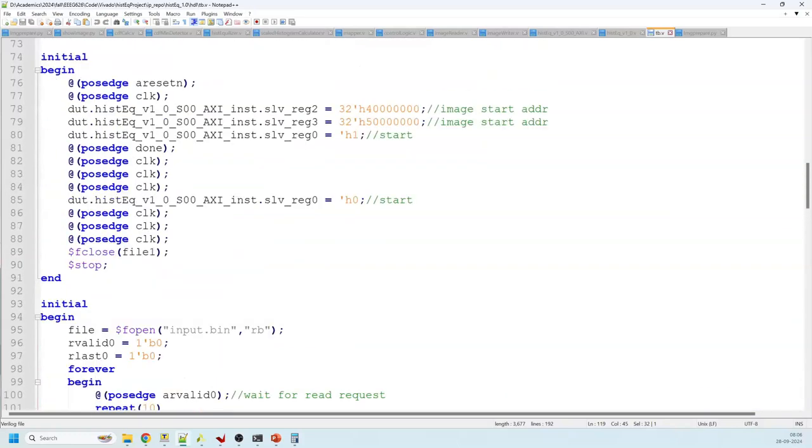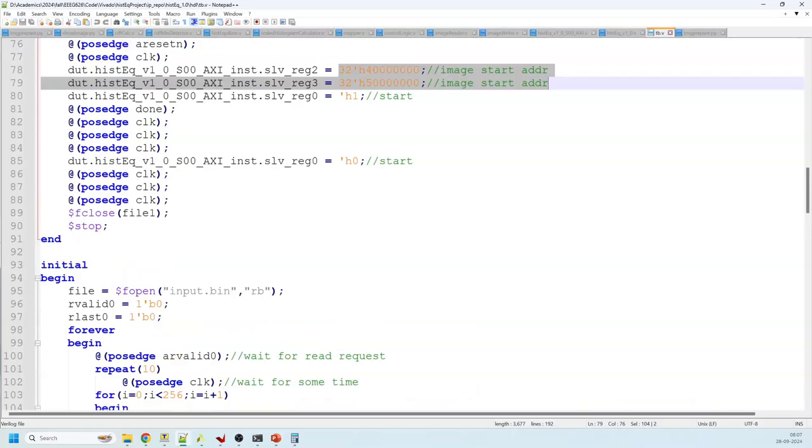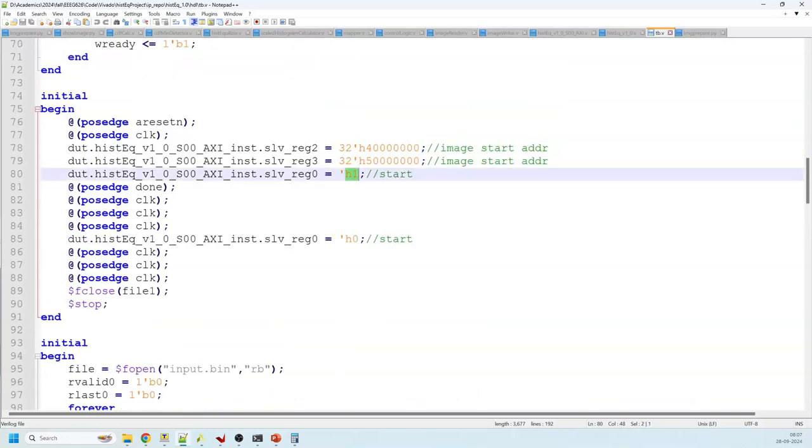Since I didn't want to write a full AXI Lite master, I am using hierarchical access, which is available in Verilog, using the dot operator for directly setting the image start address, the address for storing the processed image, as well as setting the start bit in slave register 0. These two don't have any significance here. We are not using them here, but this is required.